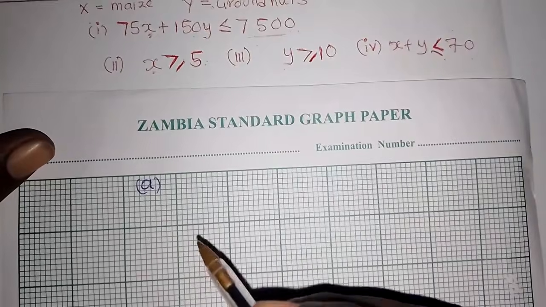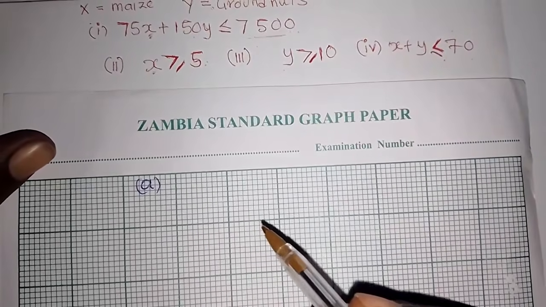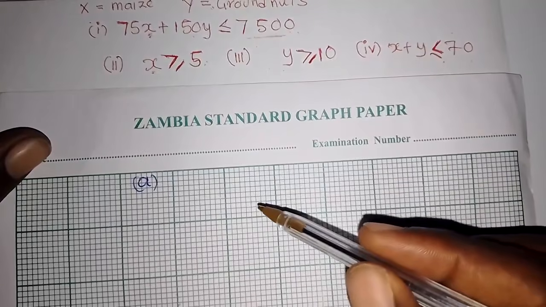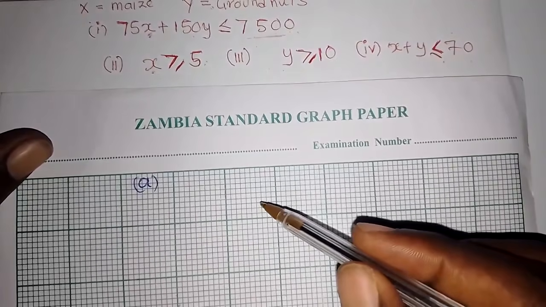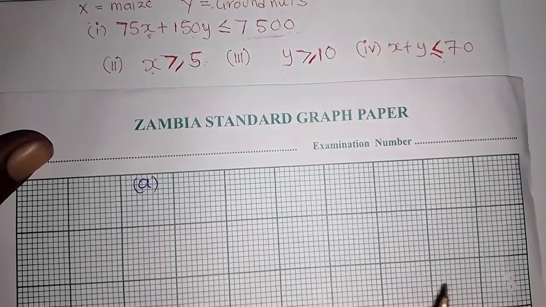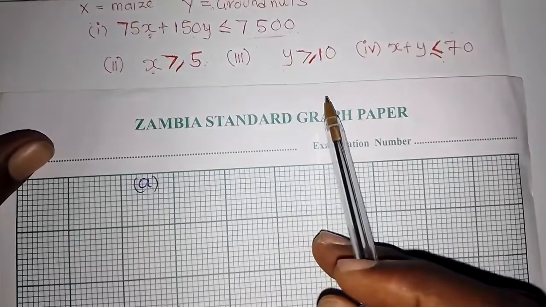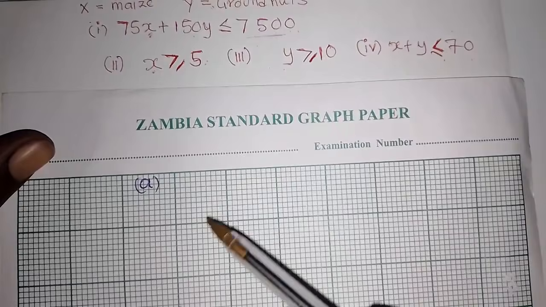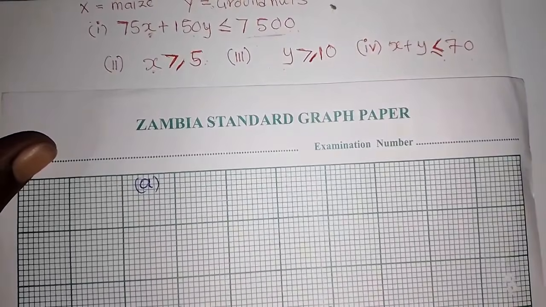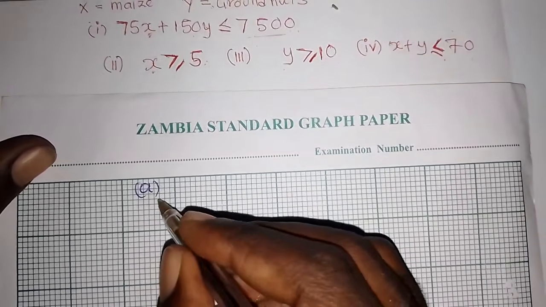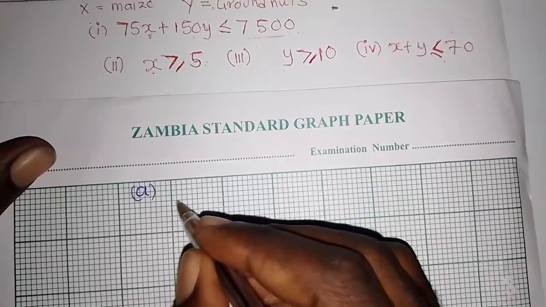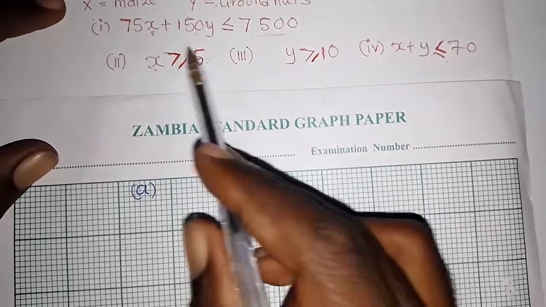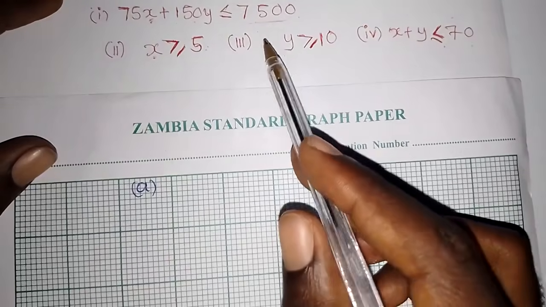I say this is question A. Then I told you that these are online tuitions. So you are supposed to do this on a graph. You are supposed to write this on a graph, and you are supposed to use a pencil. I'm doing this so that we are able to see. So that was question A. Question B is telling me to write these inequalities. These are the inequalities which I was told to write.